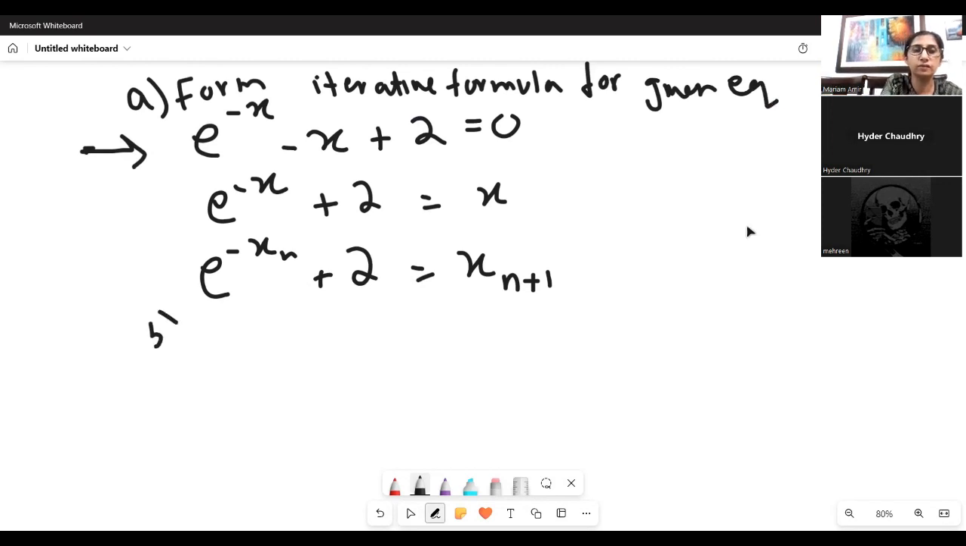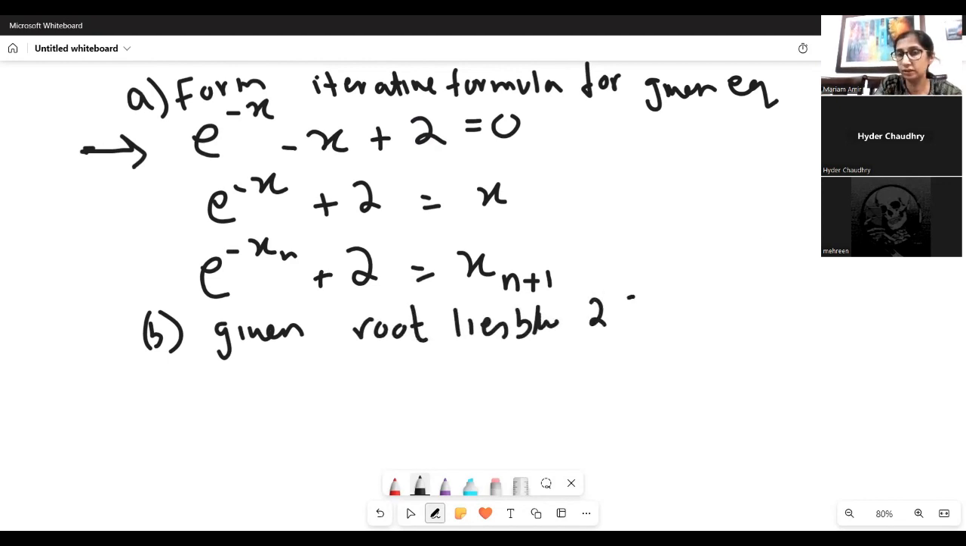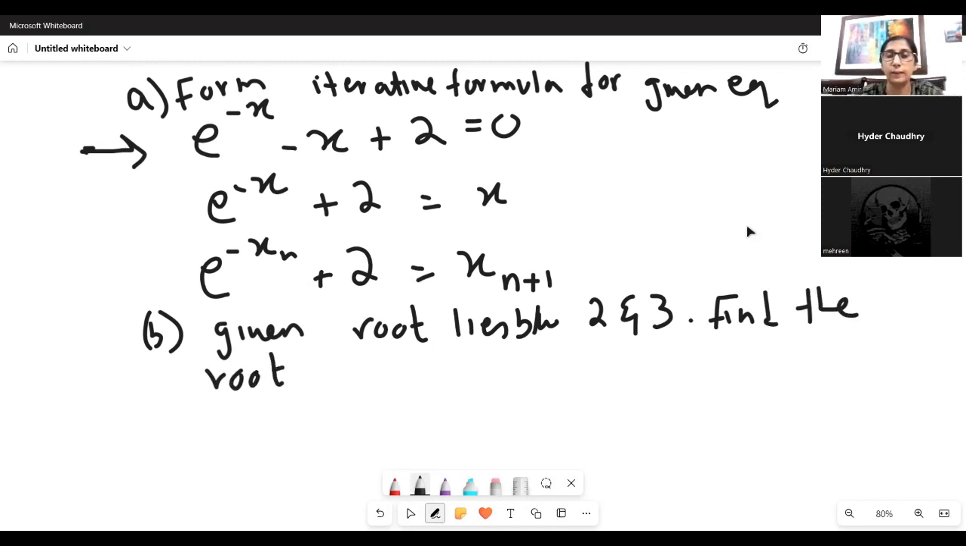Part B is given root lies between 2 and 3. Find the root. Okay. कह रहे हैं कि जिसका रूट है it lies between 2 and 3. आपने exact value of root देना है, correct to 2d3.